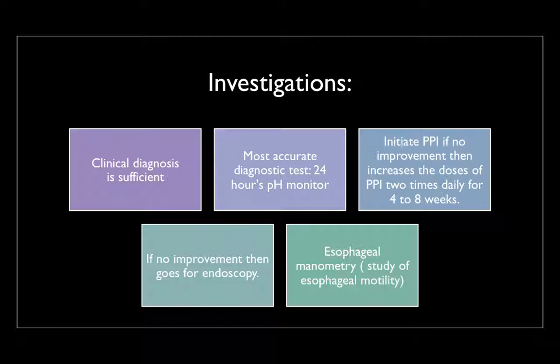We'll go for the endoscopy then, and esophageal manometry, which is a study of esophageal motility, that we can also perform. So these are the points we have to consider. First of all, clinically we have to diagnose. Other than that, for the most accurate diagnostic purpose, we'll go for 24-hour pH monitoring. We will start the PPI therapy. No response, we'll double the dose of PPI, starting with one time and then increasing to 2 times, up to 8 weeks. Still no improvement, go for endoscopy or esophageal manometry.